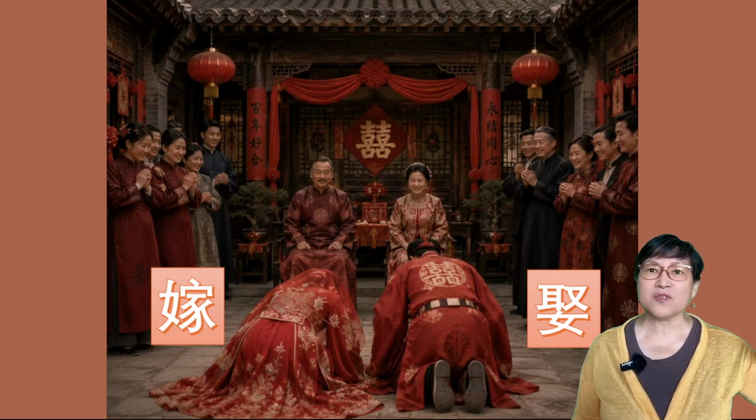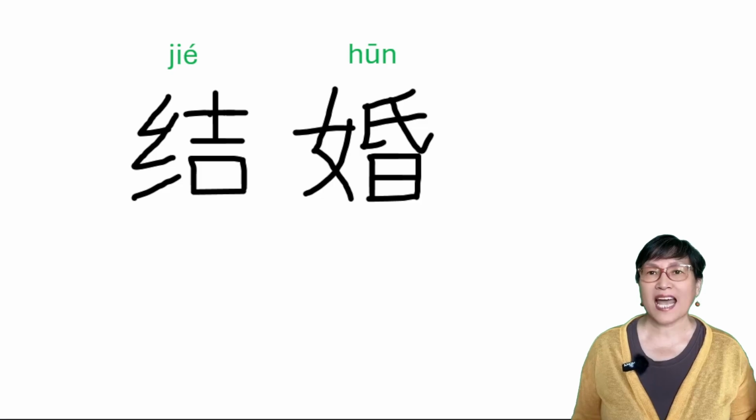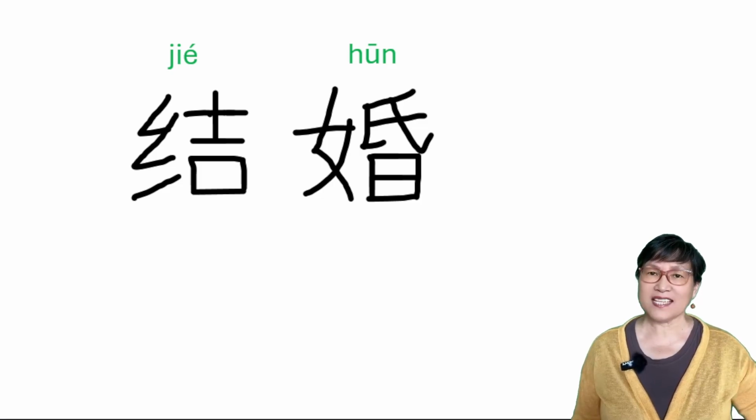As we move into the modern era, the traditional ideas behind 嫁 and 娶 gradually changed. Today, when a man and a woman get married, they are seen as forming a new family together. For this mutual action, modern Chinese uses this two-character word 结婚, meaning to get married.